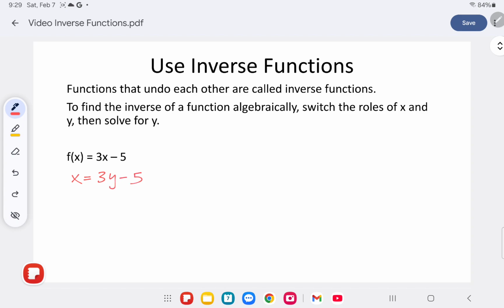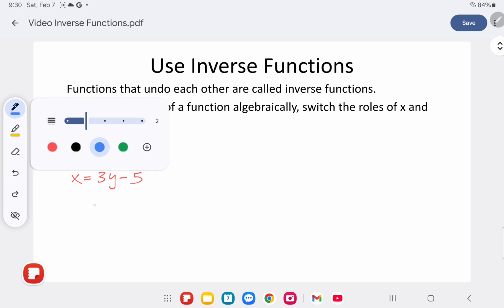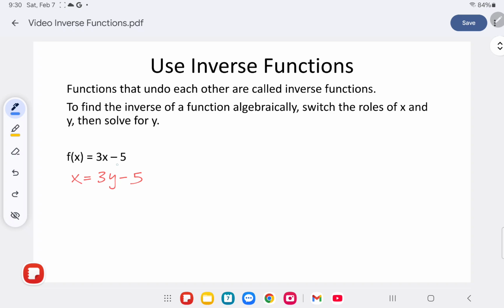So instead of y equals 3x minus 5, we have x equals 3y minus 5. That's step one. Step two is now we're going to isolate the new y variable, the new output variable. So to do that, we're going to add 5 to both sides and then divide by 3. So our y, now that it's isolated, is x plus 5 over 3, or 1/3 x plus 5/3.